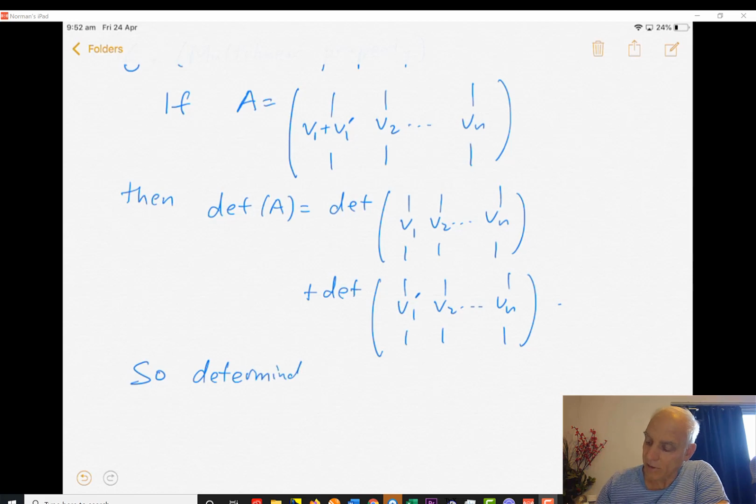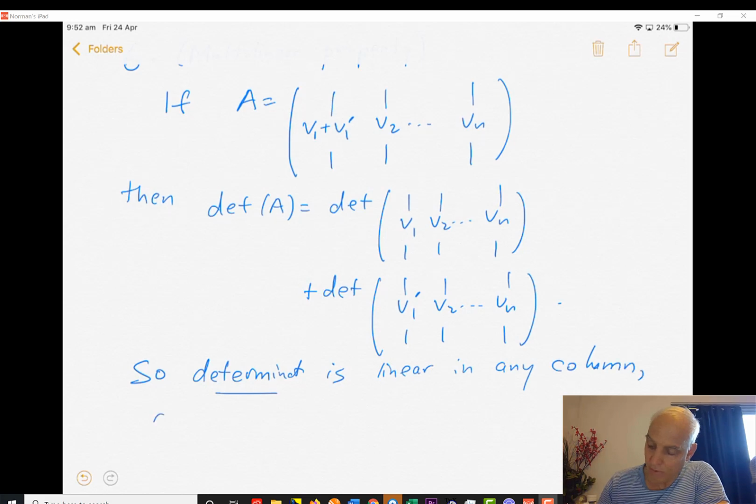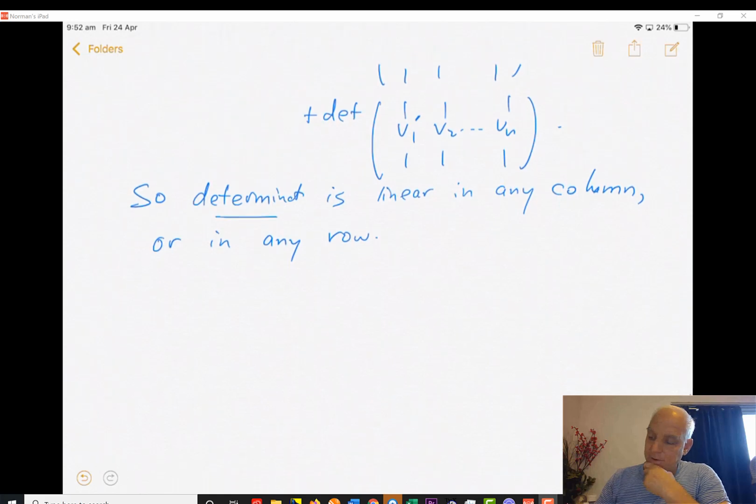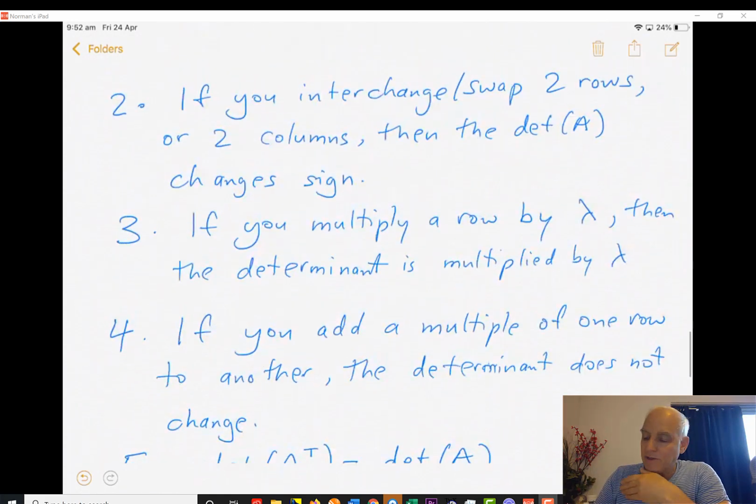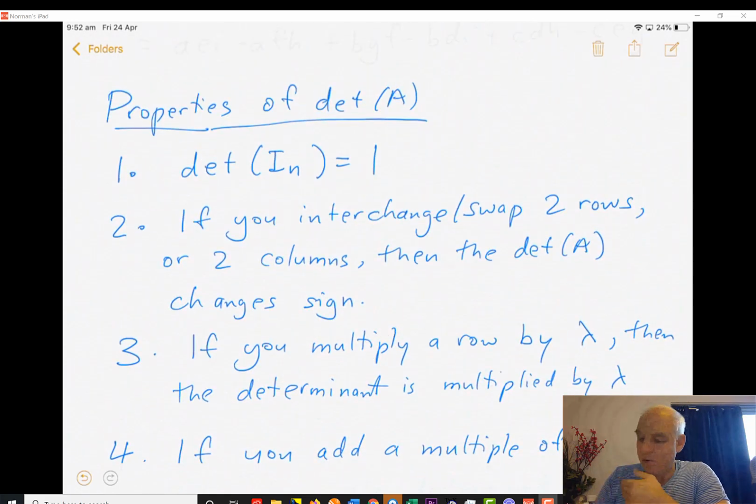is linear in any column or in any row, as it turns out, because the transpose has the same determinant. Okay, so that's a bunch of properties. What about proving or understanding these properties?